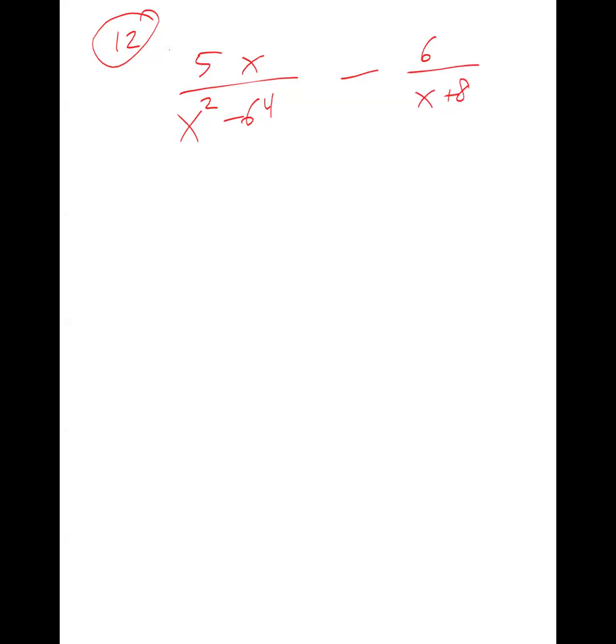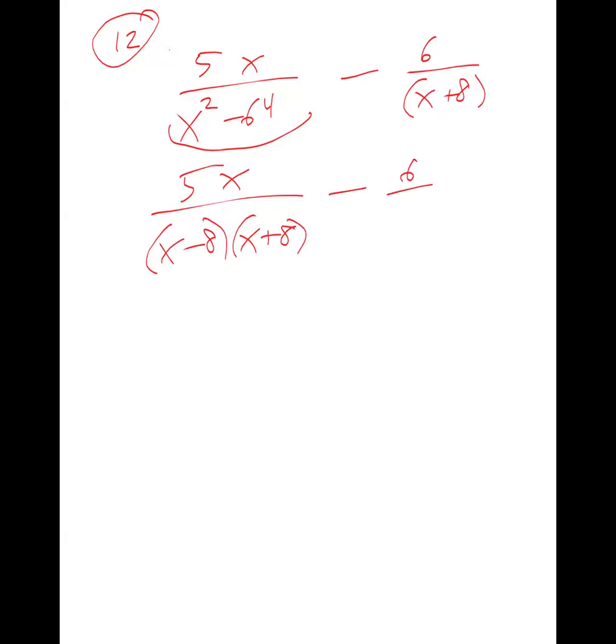So that one needs to be factored. This one is already factored as is. So it's going to be 5x over, break this apart into x minus 8 and x plus 8. And then you keep that one the same because it doesn't have much. So 5x over those two factors and 6 over those two factors. Once you factor them out, then you can see what's inside of both denominators. The second denominator, though, is going to be jealous of something.